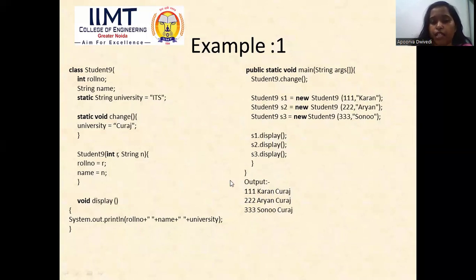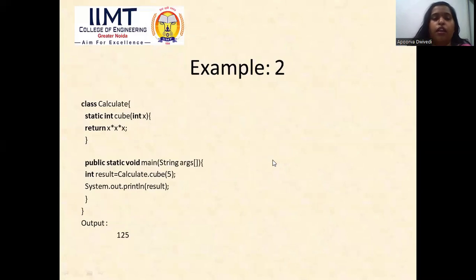Now what we are seeing here is that we have changed only once. We have changed the university just once, but it is being changed for all the objects. So this is the main concept: if we are changing something that is in the static member variable, it is being changed for all the objects.